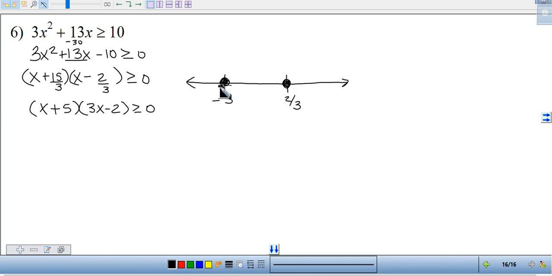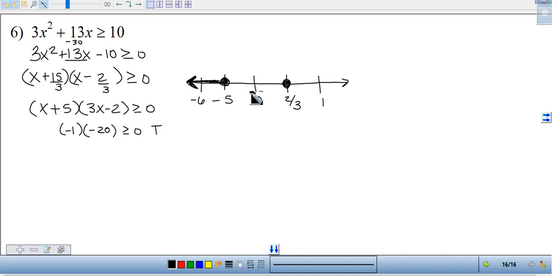I need to choose a number from each of these sections. Something smaller than negative 5, we'll just choose negative 6. Something in between negative 5 and 2/3, 0. And something bigger than 2/3, 1. Just choose any number, just make it easier on yourself. Now we'll plug them in. If I put negative 6 plus 5, I get negative 1. If I plug negative 6 in here and solve, I'm going to get negative 20. When I multiply these together, is positive 20 greater than or equal to 0? Yes, it's true. So I will shade that section.